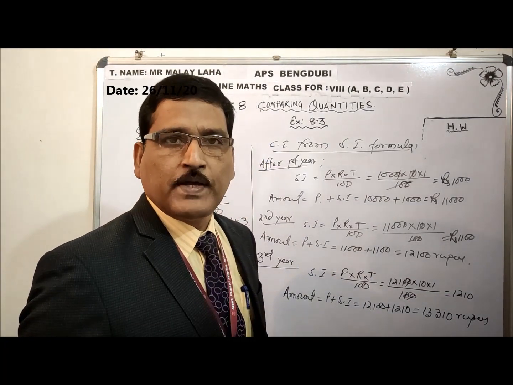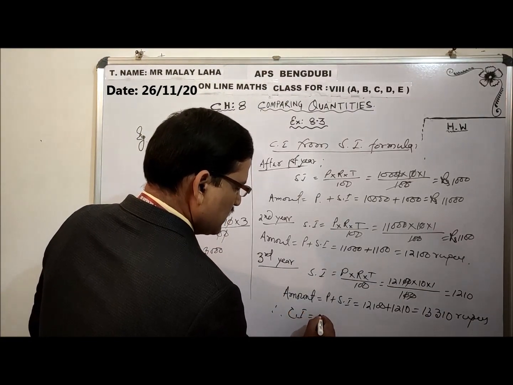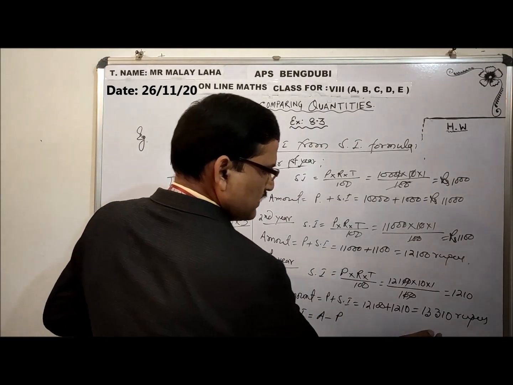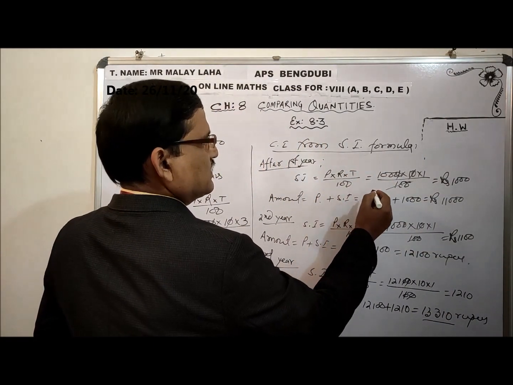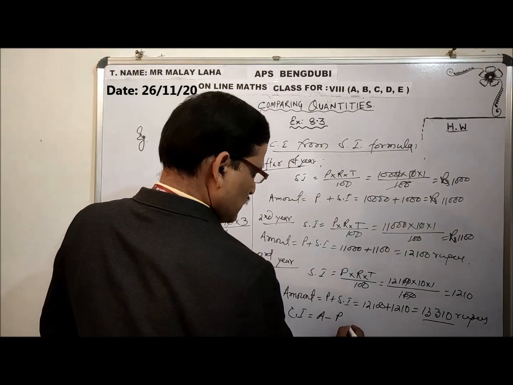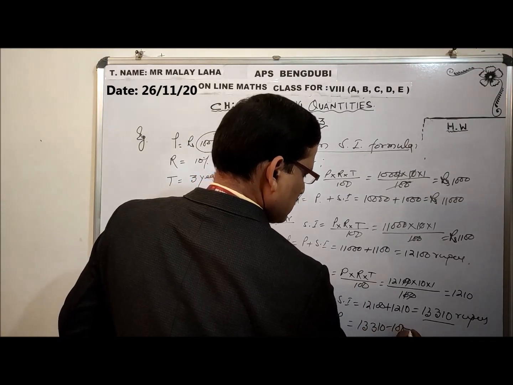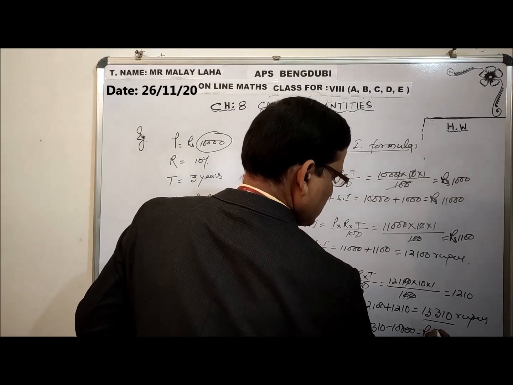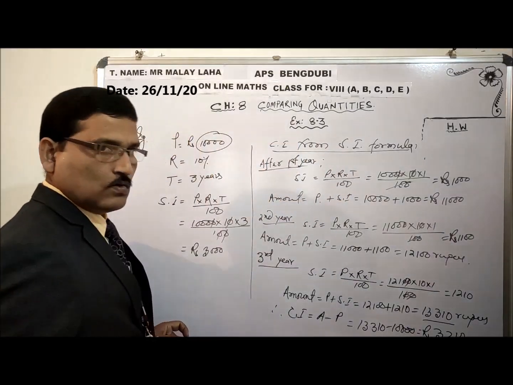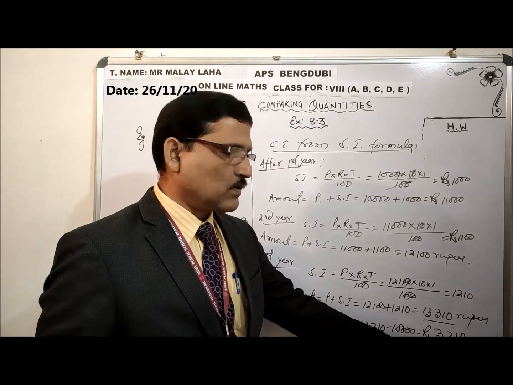So at the end of the third year we are getting amount 13,310. Then what will be my compound interest? Therefore compound interest CI equals last amount minus first principal. This is the last amount and this is the first principal, 10,000. So that is 13,310 minus 10,000, which equals rupees 3,310. Look carefully.